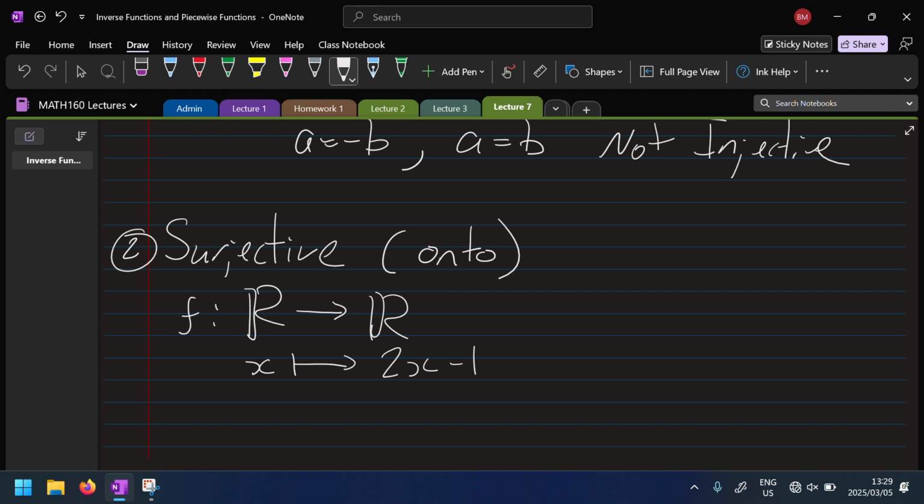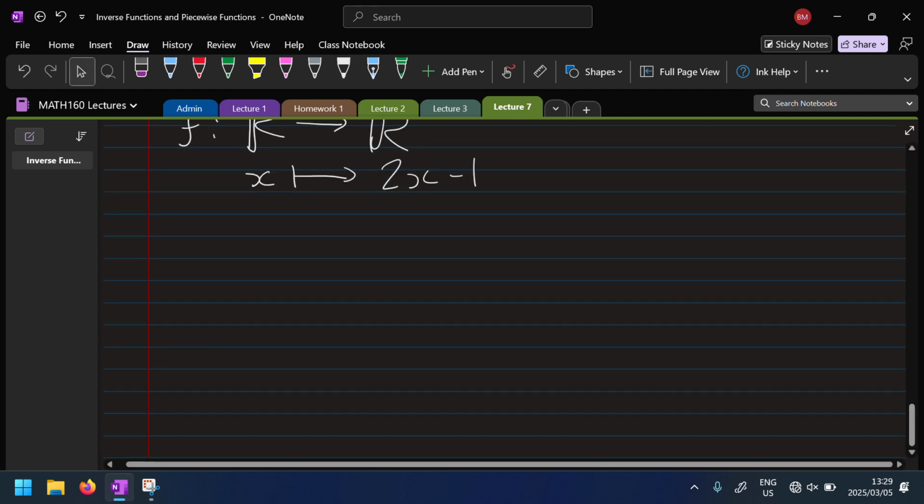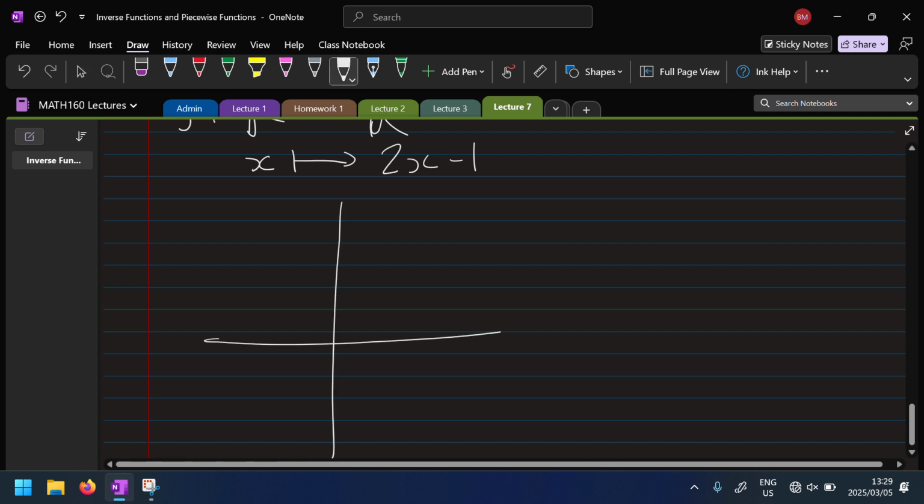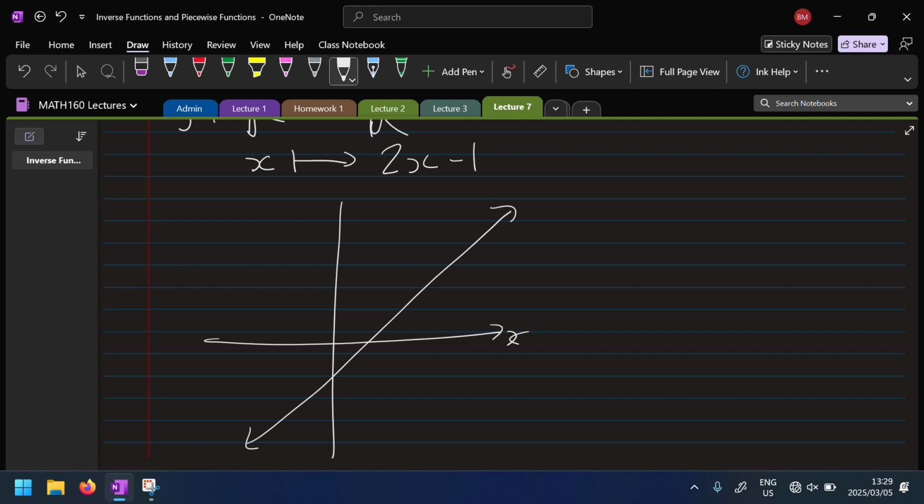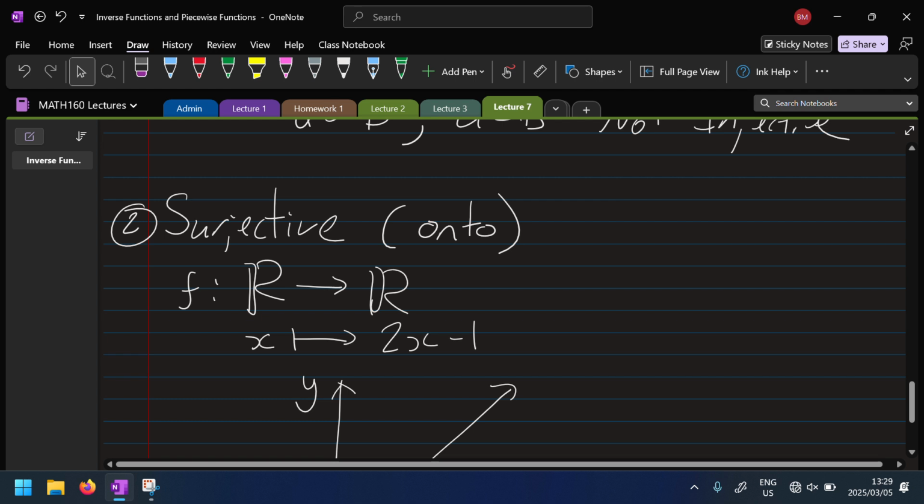That's fine. Okay, so let's draw a little sketch of what's going on here. So 2x minus 1, that'll look something like that. Okay, so along the horizontal, we have all of the inputs x. Along the vertical, we have all of the outputs y. So when we're looking at surjectivity, the idea is that the range, the outputs of the graph, is equal to whatever we set the target to be. Remember, the target we can set to be whatever we want. The range is what we calculate.